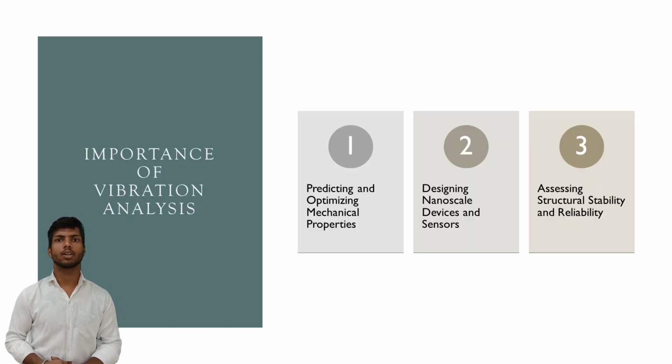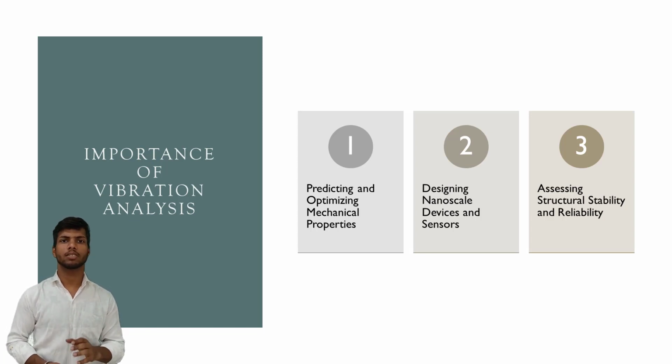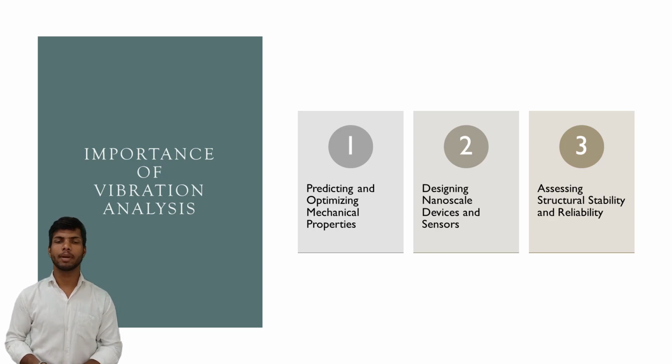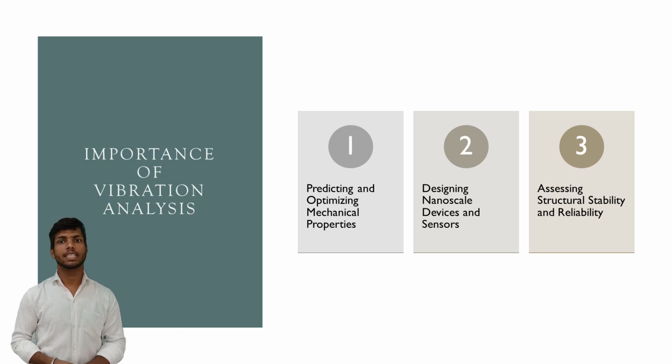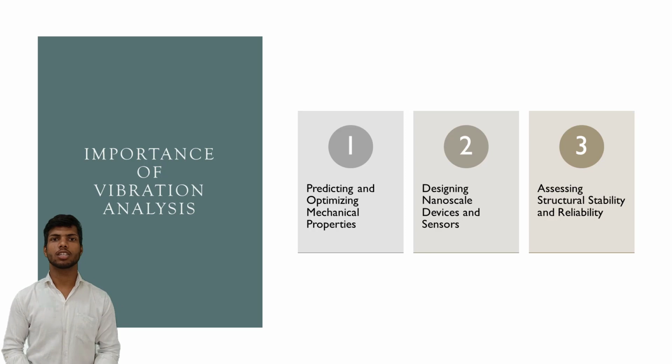Now we discuss why vibration analysis is so important. Basically, there are 3 purposes of vibration analysis. The first one is predicting and optimizing mechanical properties of carbon nanotubes. The second one is designing nanoscale devices and sensors. The third one is assessing the structure, stability, and reliability of carbon nanotubes.